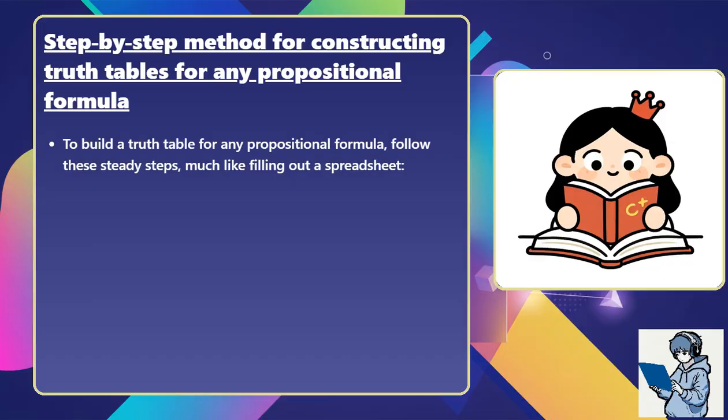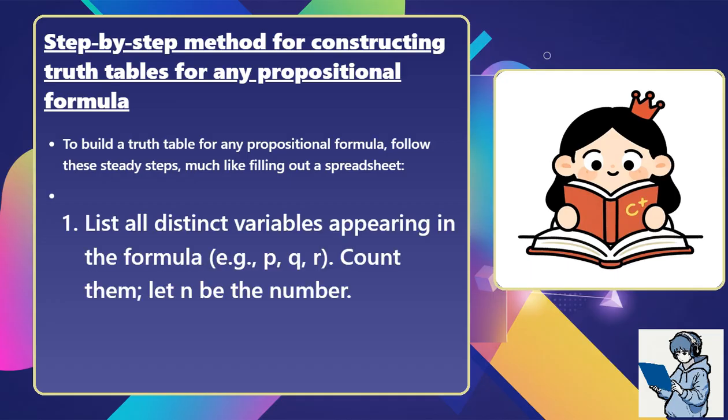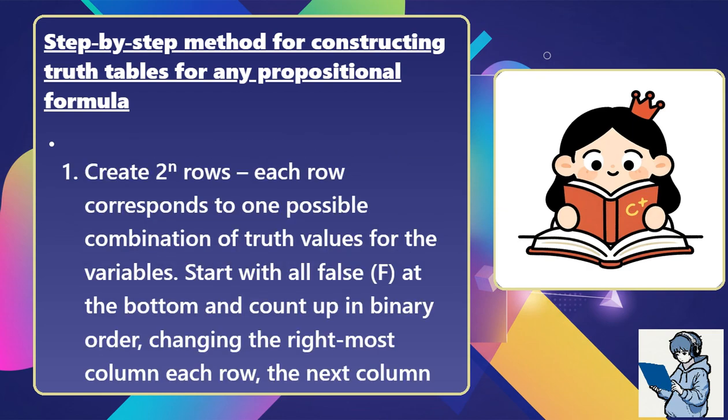To build a truth table for any propositional formula, follow these steady steps, much like filling out a spreadsheet. List all distinct variables appearing in the formula, for example P, Q, R, and count them. Let n be the number. Create 2 to the n rows. Each row corresponds to one possible combination of truth values for the variables. Start with all false at the bottom and count up in binary order, changing the rightmost column each row, the next column every 2 rows, and so on.